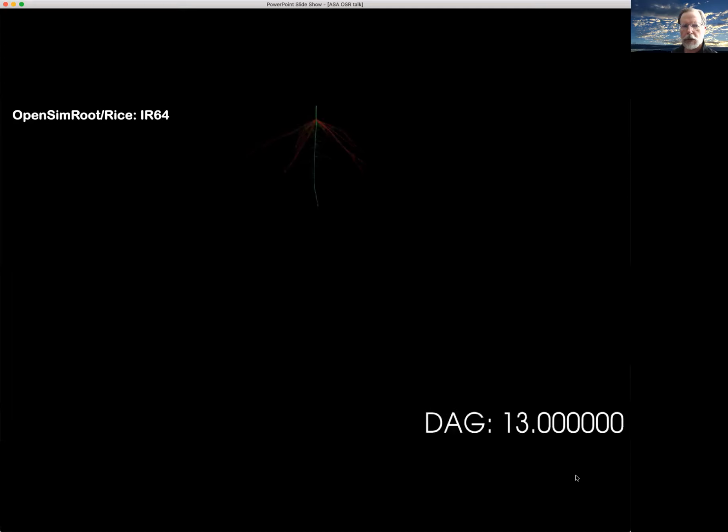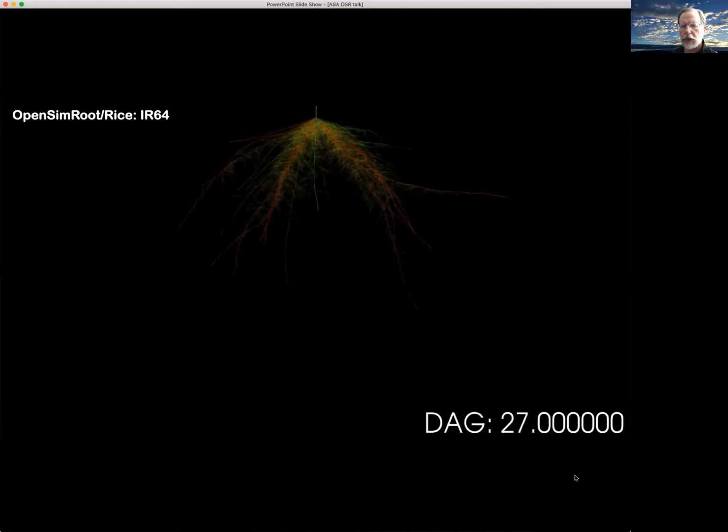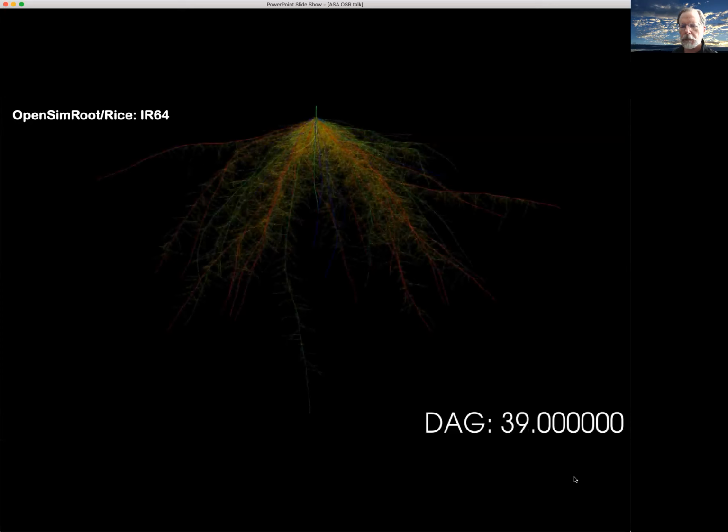This is the result. This is OpenSimRoot rice for IR64, our reference phenotype. By 40 days after germination, SimRoot is simulating the growth of nearly 3 million individual root segments interacting with each other and with the soil around them.